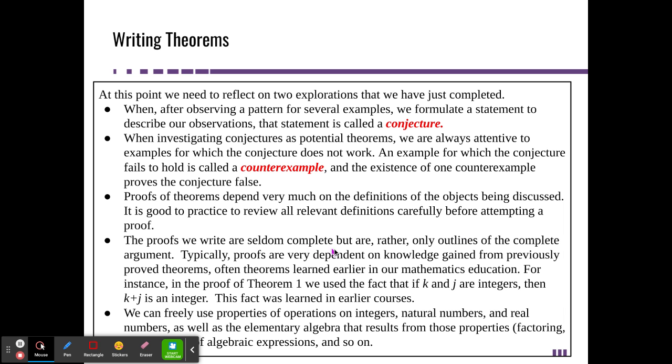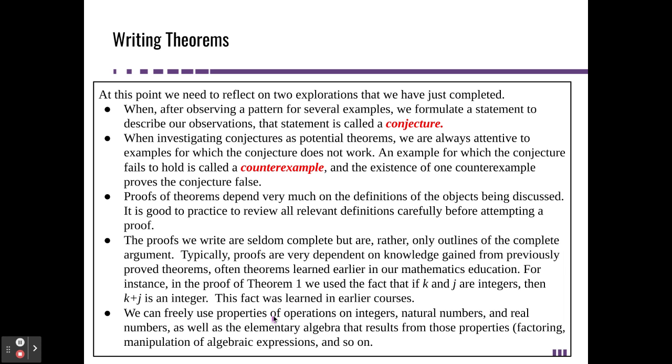The proofs we write are seldom complete, but are rather only outlines of the complete argument. Typically, proofs are very dependent on knowledge gained from previously proved theorems, often theorems learned in our mathematics education. For instance, in the proof of theorem 1, we used the fact that if k and j are integers, then k plus j is an integer. That fact was learned in earlier courses. There are so many rules out there, so we're going to hand them to you as we go. They'll be in the sections, so everything should tie together and become familiar, since it's an introductory discrete math class.